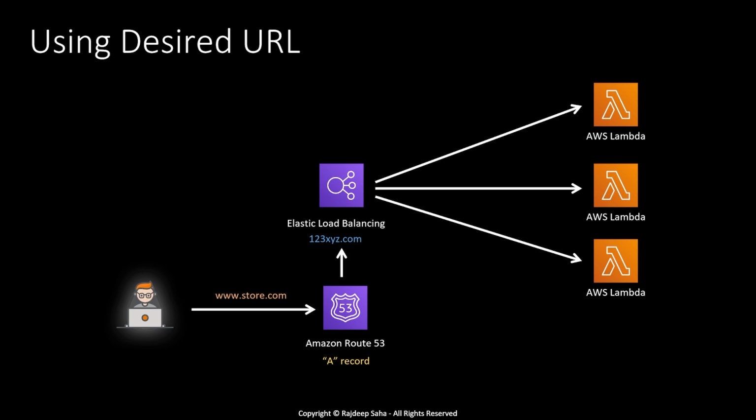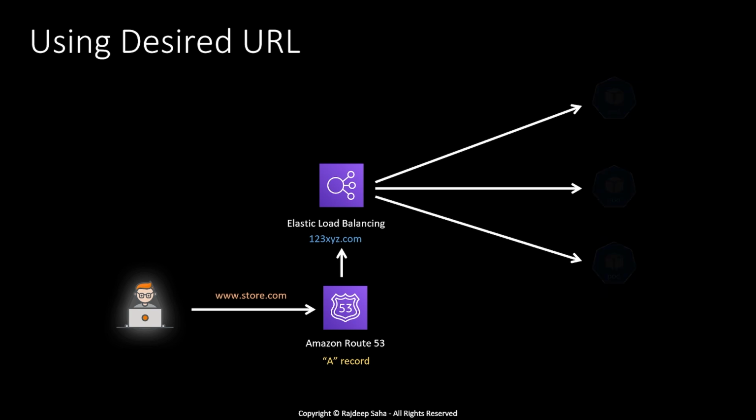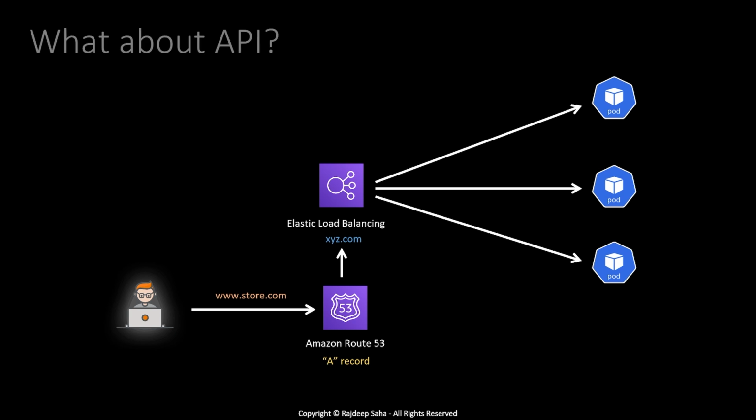The advantage of this is that even if the backend changes, for example, the backend changes to pods and this elastic load balancer changes to some sort of ingress, it doesn't matter. You can start forwarding the traffic to this new elastic load balancer without the user changing anything, because the user can still call www.store.com.